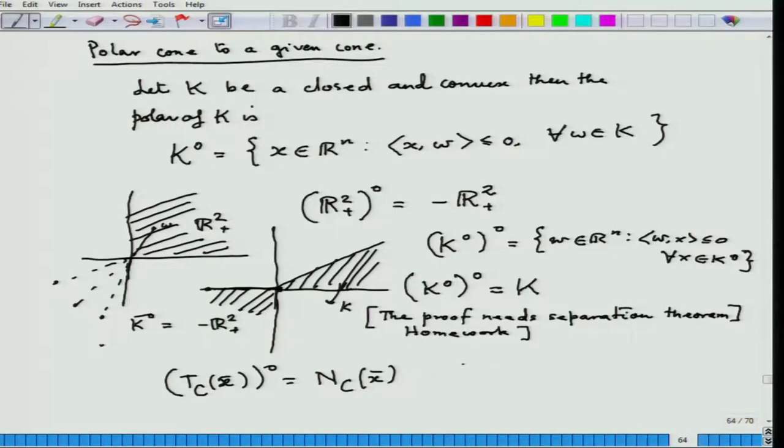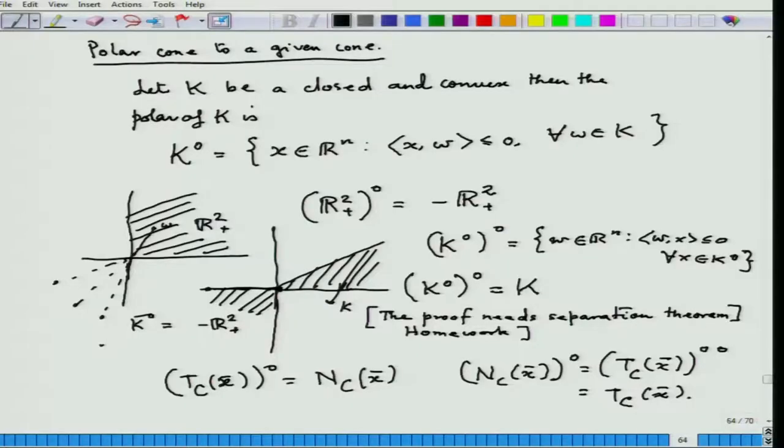And now, you take the normal cone, you take the polar of this, which is the polar of the closed and convex cone T_C(x bar). So, you take the polar of the polar, and then by using this, we get that this is nothing but the tangent cone. This is quite interesting, but now my question would be, how do I get back to the two optimality conditions? For that, we really have to wait a bit.